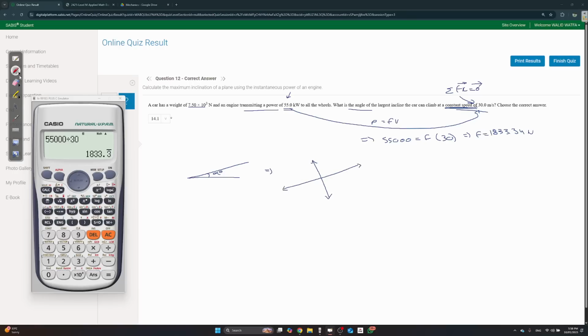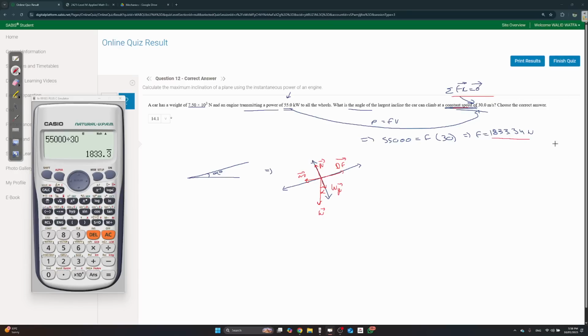You have your weight, which is acting vertically downwards, at an angle of alpha degrees, right? We don't know how much it is. You have the force of the engine, which I like to call dF, the driving force. And you have over here the normal. And is there any friction? No, there's nothing. So these are only the forces acting. Let's resolve our W into Wx and Wy.